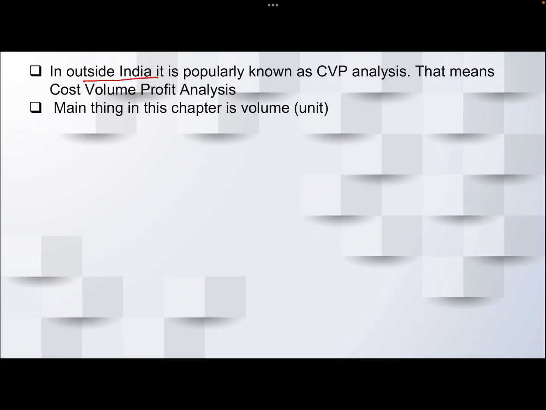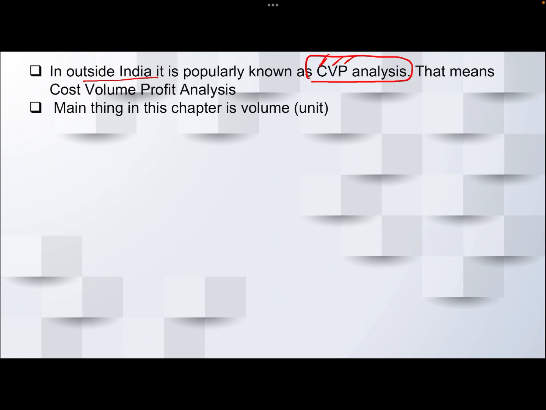In outside India, this marginal costing concept is popularly known as CVP. What does it mean? Cost, volume, profit analysis. Before going to this concept, one should understand the difference between variable cost and fixed cost. Is it required to say again? Fixed cost, what is fixed cost, what is variable? Do you know that? Yes, very well. Then it's not required to explain it again right now.